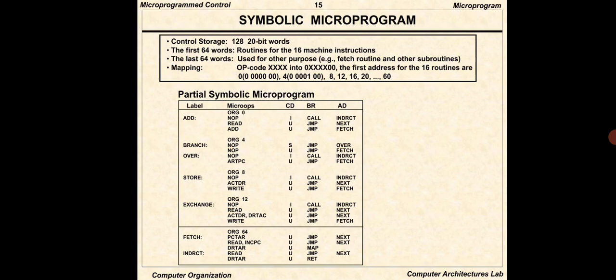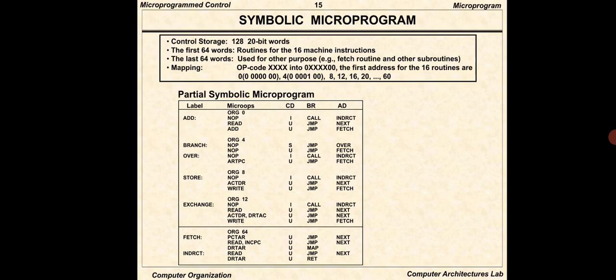Okay, so out of these 128 words, we will be dividing into two parts. One is 64 words, and the second one is the next 64 words. The first 64 words will hold the routines for the 16 machine instructions. Whatever the 16 machine instructions are, the routine programs, the subroutine programs for them, will be saved in this first 64 words.